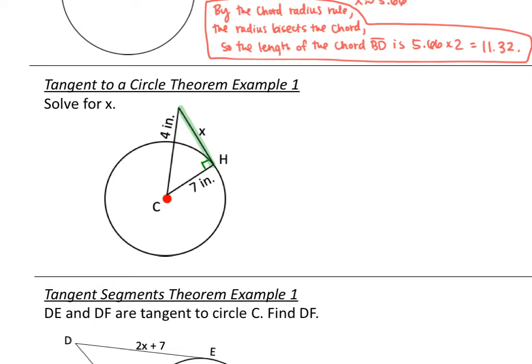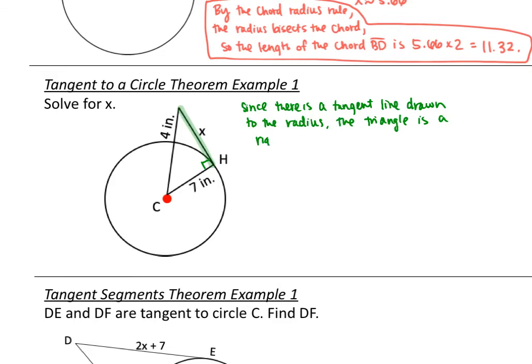So I'm going to start off by saying, since there is a tangent line drawn to the radius, the triangle is a right triangle by the tangent to a circle theorem.